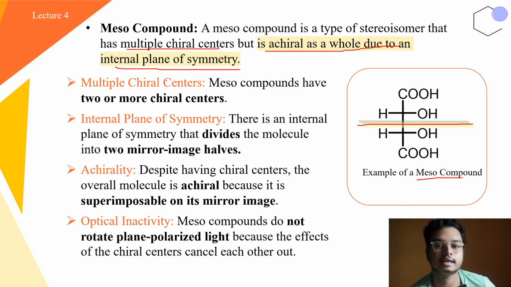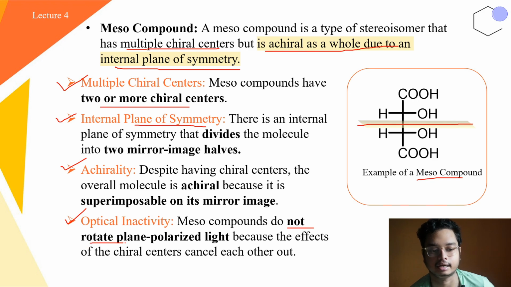Meso compounds have certain characteristics. First of all, they have multiple chiral centers: two or more chiral centers are present. A meso compound contains an internal plane of symmetry, and it is achiral in nature, and due to this it is an optically inactive molecule. It does not rotate plane polarized light. I hope that is clear. First we talked about enantiomers: enantiomers have non-superimposable mirror images, whereas diastereomers have no mirror image relationship, and a meso compound is a type of stereoisomer which contains multiple chiral centers, but is achiral due to an internal plane of symmetry.